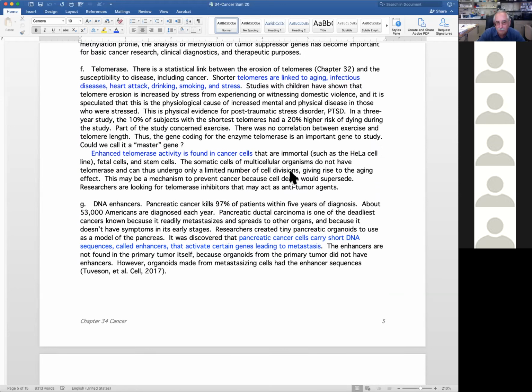And I find this bizarre, but studies with children have shown that telomere erosion is increased by stress, by them seeing violence or whatever, right? So stress is a very important thing.